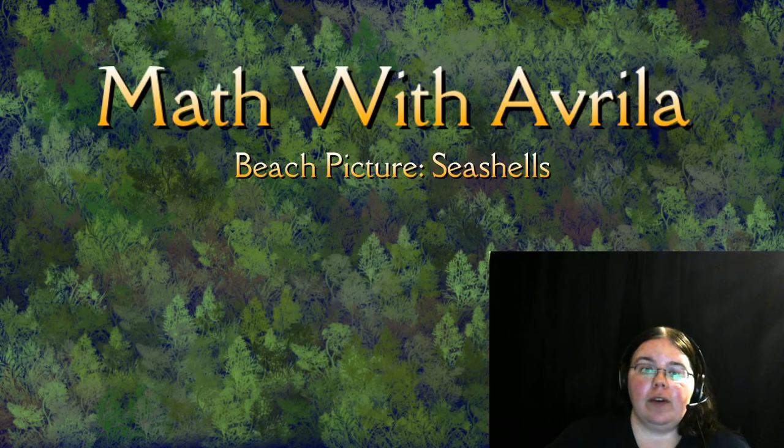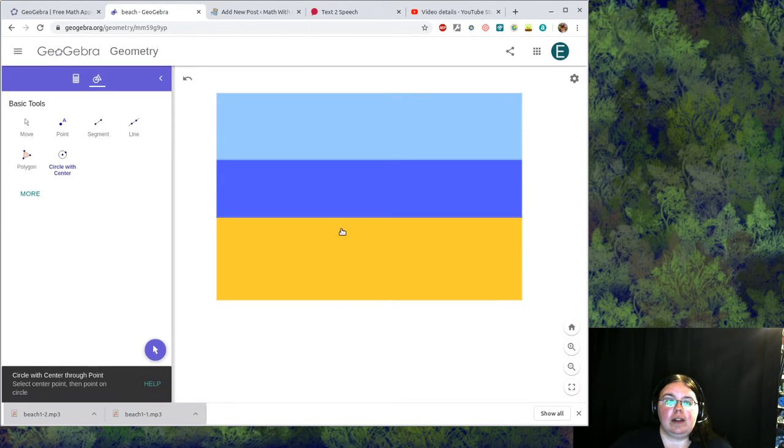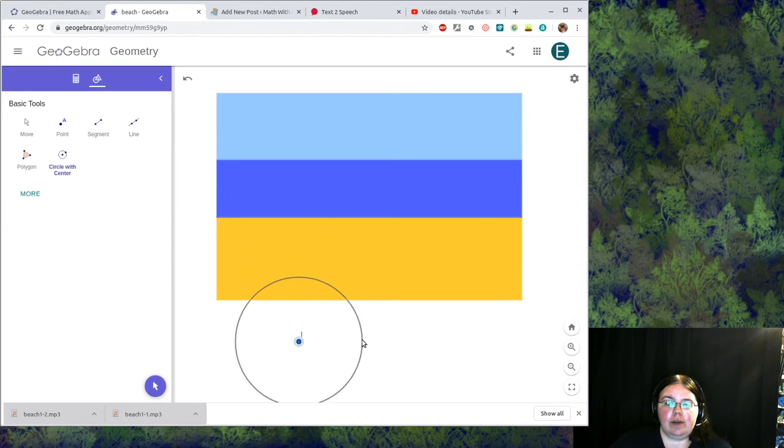We are here to put the next step in our beach pictures, which is we are going to put some seashells in the sand. Those seashells are going to come from a circle, not this circle where you use 2 points to define it, because that would have some different effects than what we want. But I'm going to click this More menu.